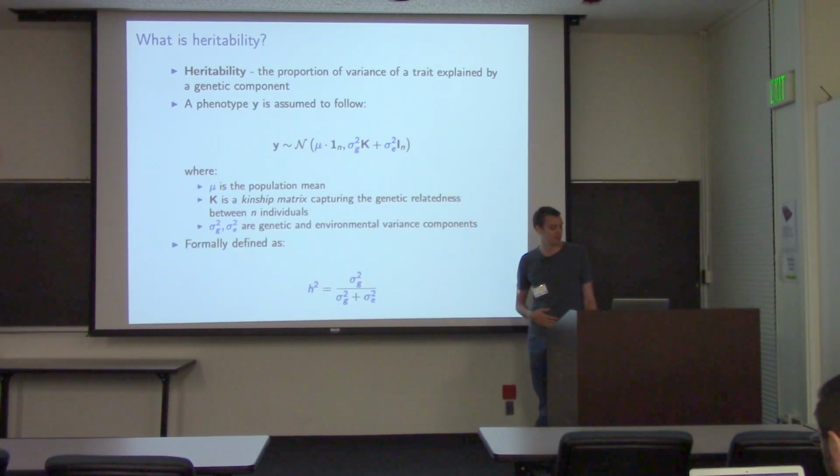So heritability, in this scenario, which is a narrow sense SNP-based heritability, is defined as sigma G squared divided by the sum of the sigmas, which is, again, the portion of the variance of the trait explained by the genetic component. Okay. So this is the standard setting.